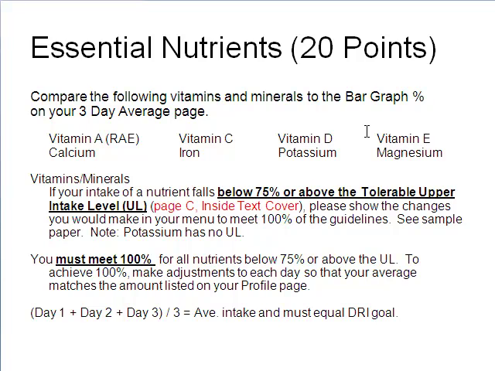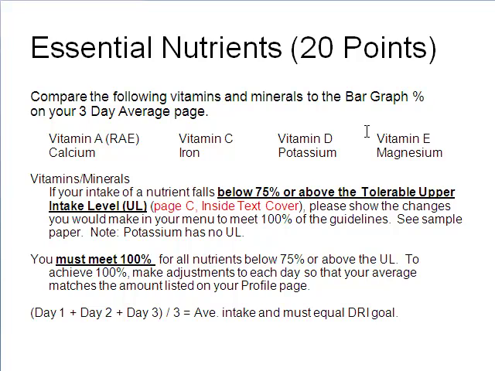Now these essential nutrients, these vitamins and minerals are the only ones I really want you to report on. You'll have several other ones like the B vitamins and stuff, and I do want you to give me the top 3 food items in those. But as far as making adjustments and looking at your percentages, the only ones I want you to do are vitamin A, vitamin C, vitamin D, vitamin E, calcium, iron, potassium, magnesium.